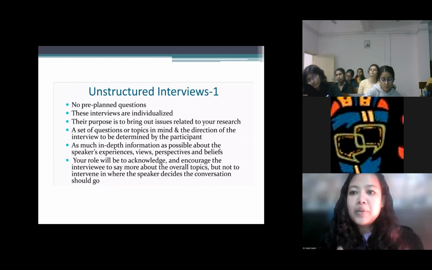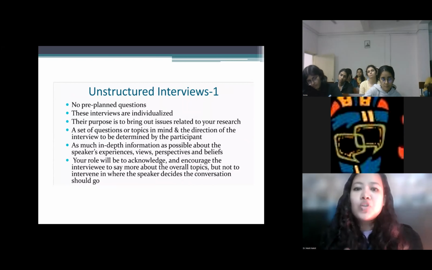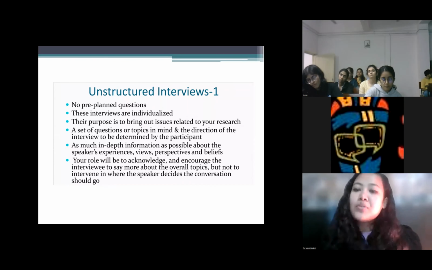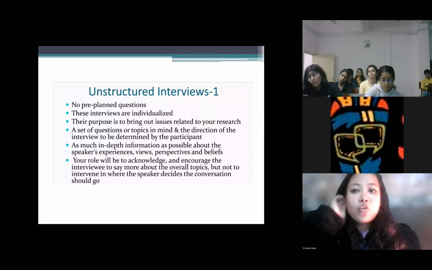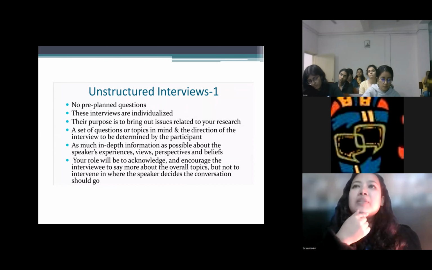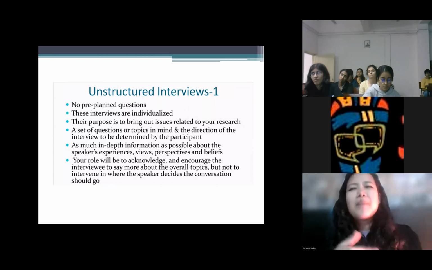So the participant will decide what direction the interview is going to take. As much in-depth information as possible about the speaker's experiences, views, perspectives, and beliefs. An unstructured interview allows you to take these things into account, and an unstructured interview allows you to elicit these kind of things if you want. But again, jab hum log field mein jaate hai na, to hamesha. Usually it becomes semi-structured interview.